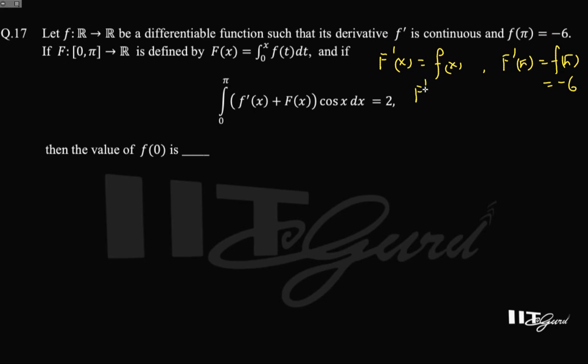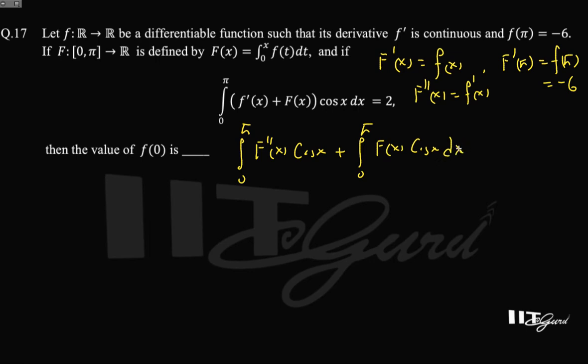And if you take the double derivative of capital F(x), then you will find f dash x. So instead of this f dash x, you can use here f double dash x cos x, and on opening this bracket, the integral from 0 to pi of f(x) cos x dx is equal to 2. Now in the first part, use integration by parts.